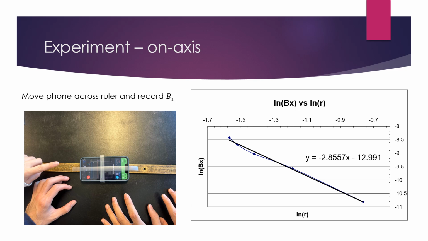For our on-axis experiment, we moved our phone across the ruler, recording the magnetic field in the x direction. The graph shows our results.